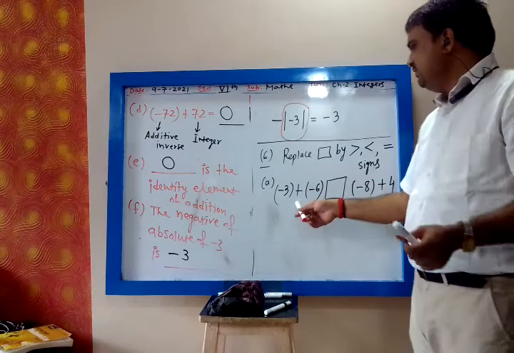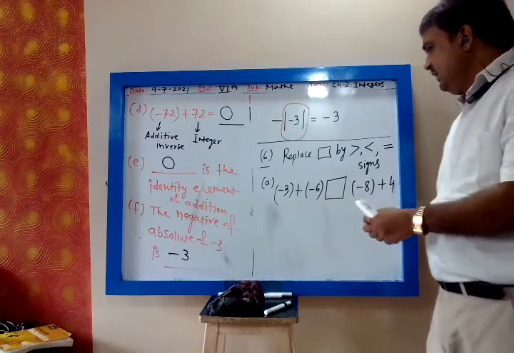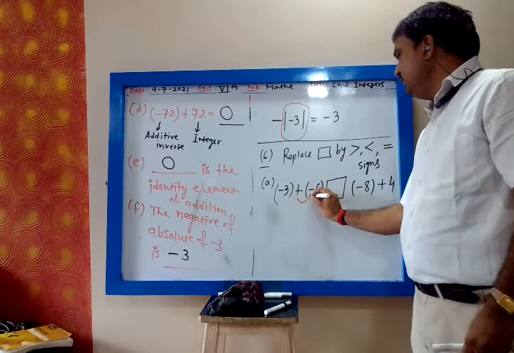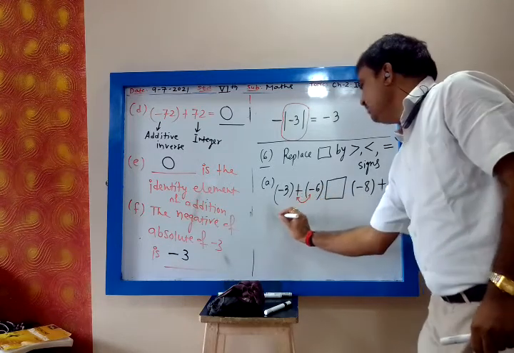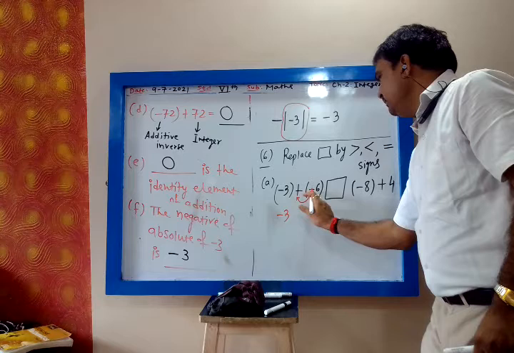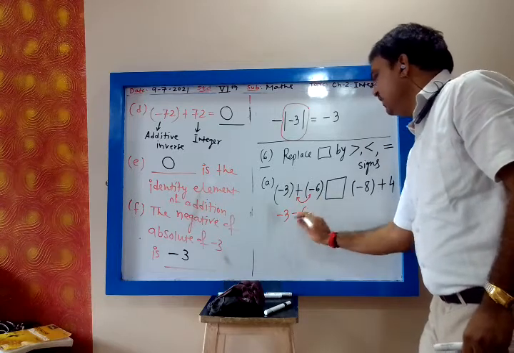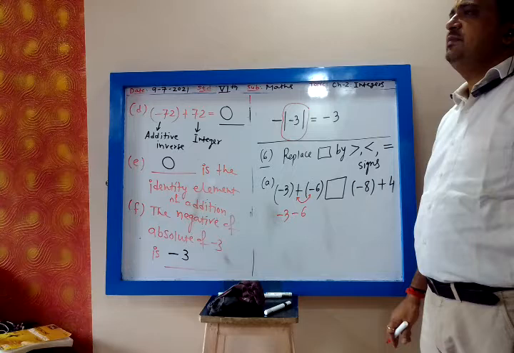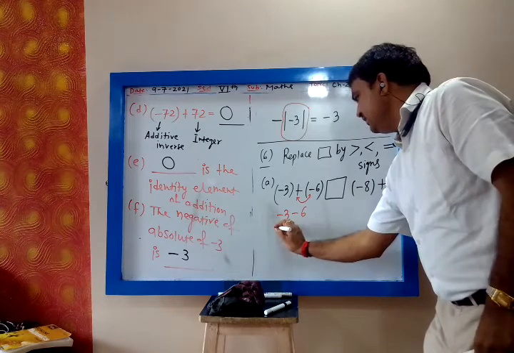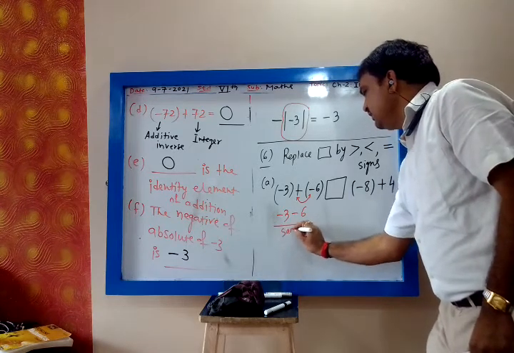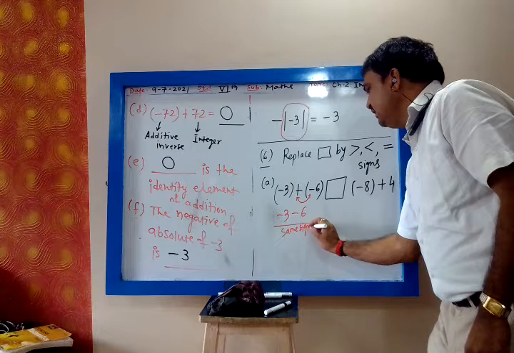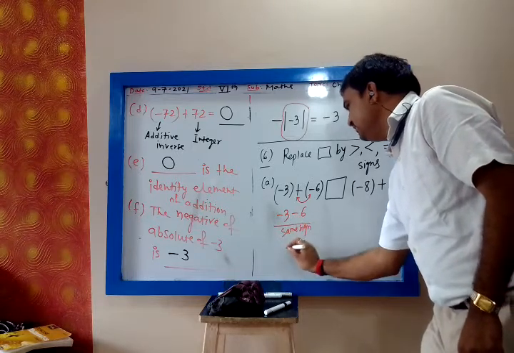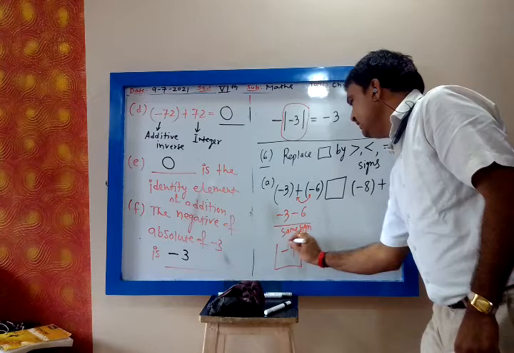Let us simplify this side. See here, this is plus and minus. Whenever two signs are together, you have to multiply. So this becomes -3 plus into minus, -6. Now whether they have same sign or opposite sign? Same sign. So you have to add and take the common sign. So 6 plus 3, 9, and the sign is minus. Answer is minus 9, this side.